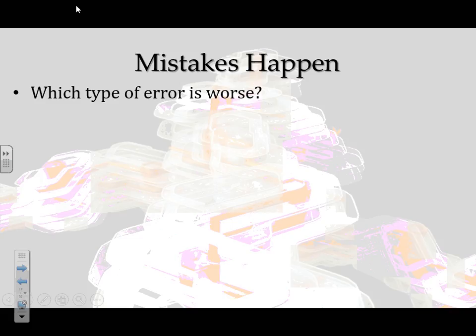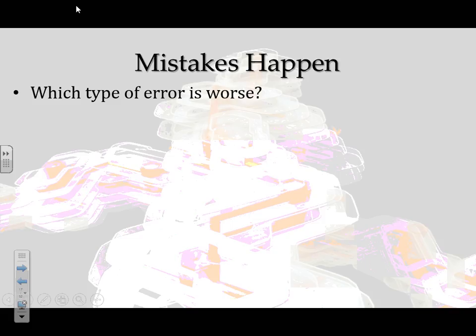Now, when we make our conclusions, we always run the risk of making one of these two types of errors. Which one would be worse? So if I have a type 1 error, it means the null was true, but we got rid of it. A type 2 was that it was false, and we failed to get rid of it.